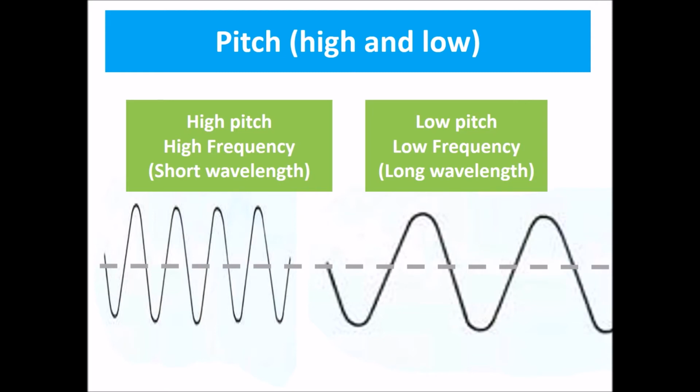So a low pitch sound is going to have a low frequency and a really, really long wavelength. So you're going to have less waves pass you by in a given second because the wavelength is much longer. So a high pitch is going to have high frequency and a very short squished in wavelength, and then a low pitch is going to have a low frequency but a very long wavelength.